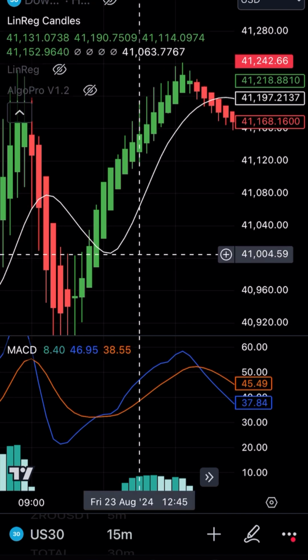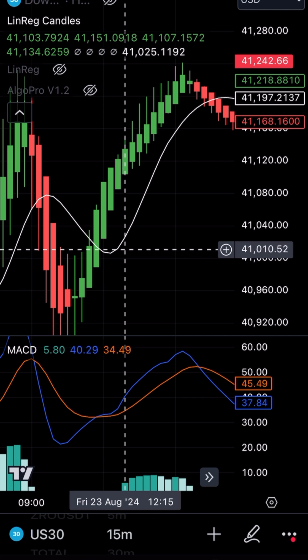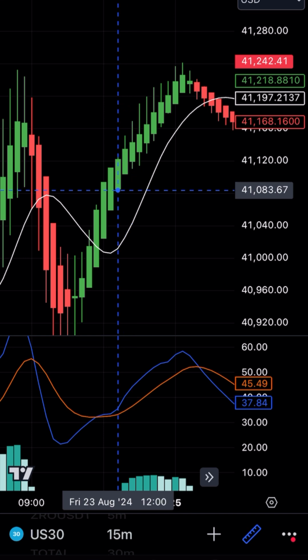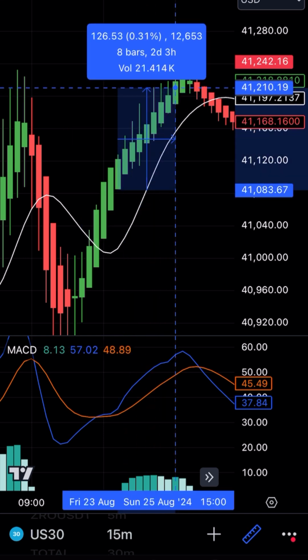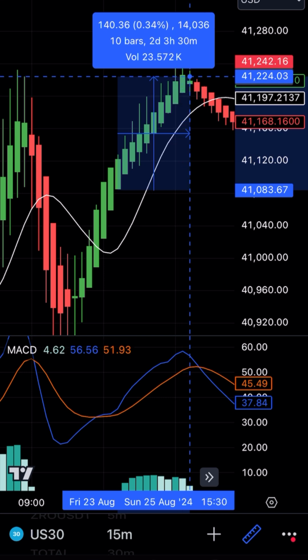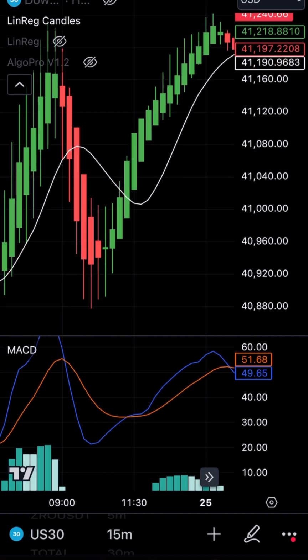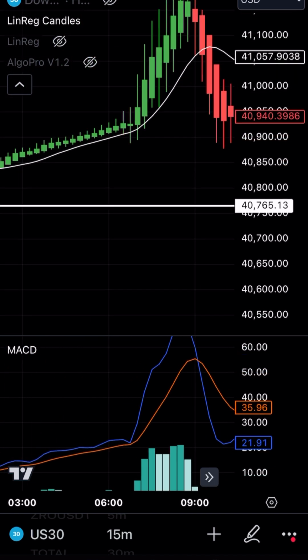So it's above the histogram, and we see it cross right here. There's space between them, and you get in here. You can exit here when it touches the line again, and that's a trade right there. So it works on the way up and on the way down.